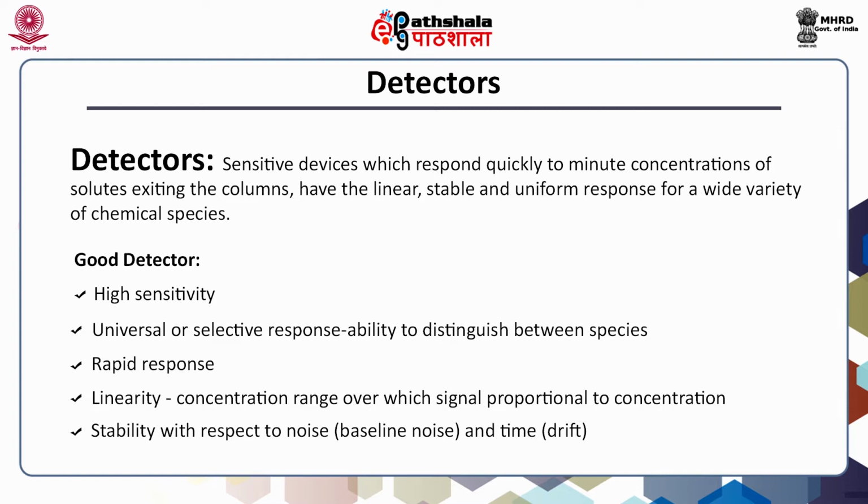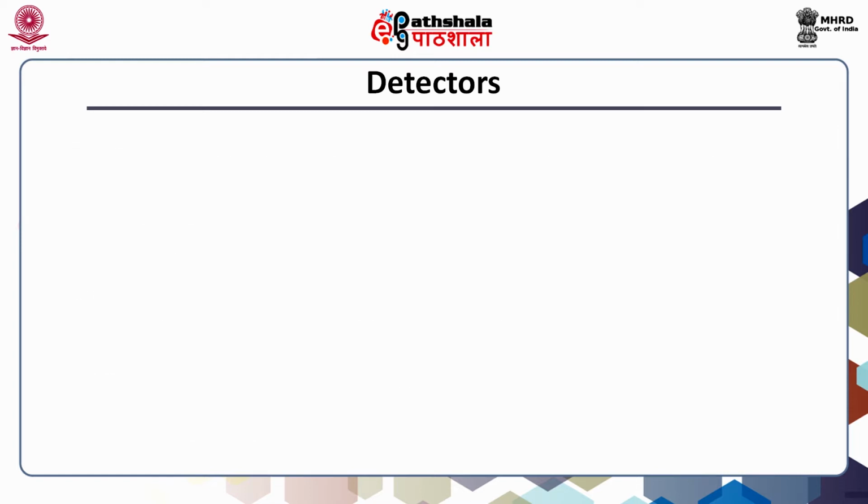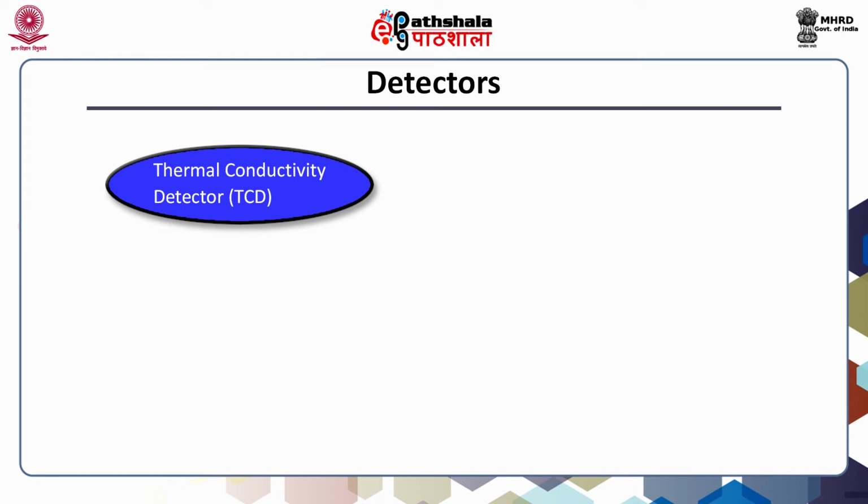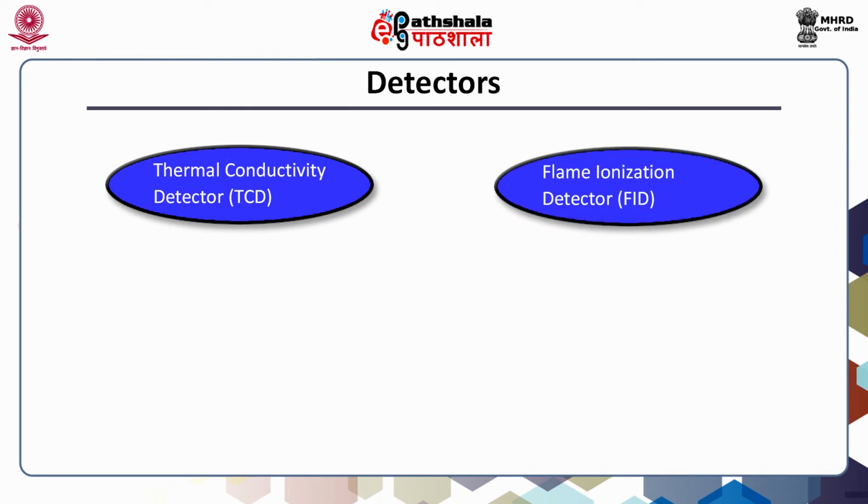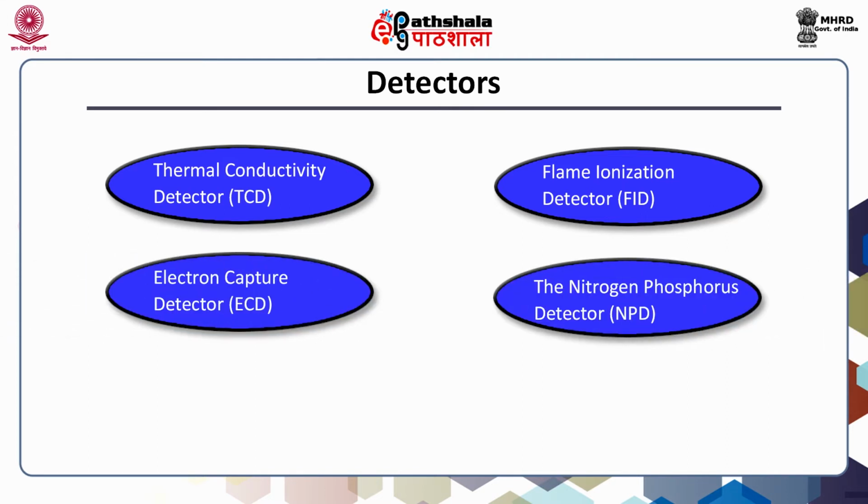So, as I said, the detectors are detecting the materials which are coming out of the GLC. So, that is another very important component of the gas liquid chromatography, and the cost of the machine of gas liquid chromatography also depends upon the sensitivity and ruggedness of the detectors. So, here we will discuss the types of the detectors. There are some common types of detectors like the thermal conductivity detector, the flame ionization detector, the electron capture detector, and the nitrogen phosphorus detector. As their names indicate, they have different working principles. Some of the individual detectors we will be discussing in the next slides.